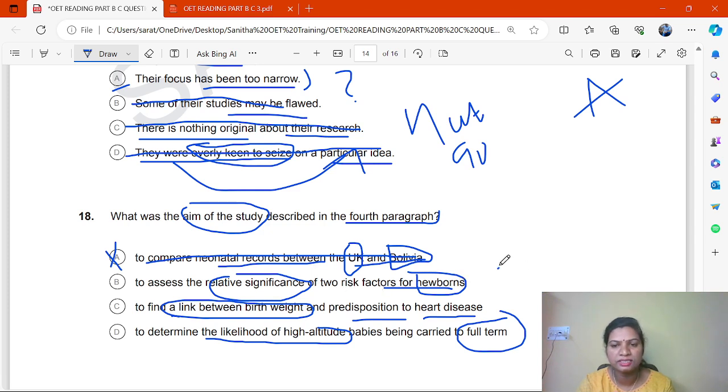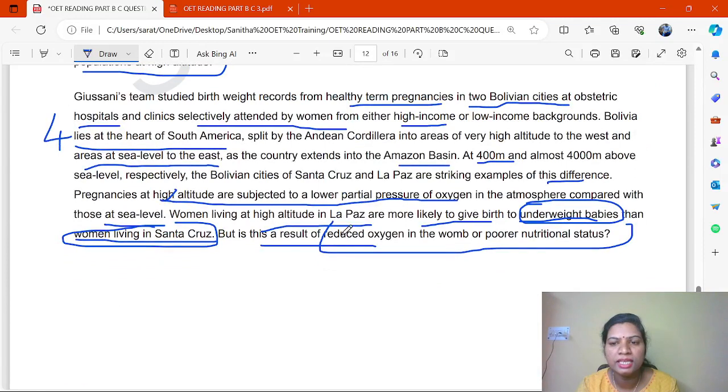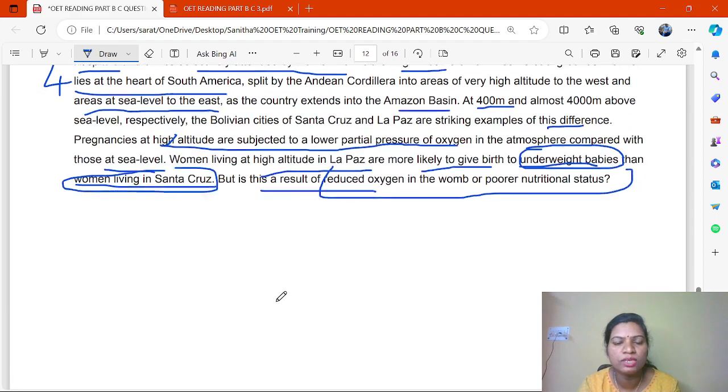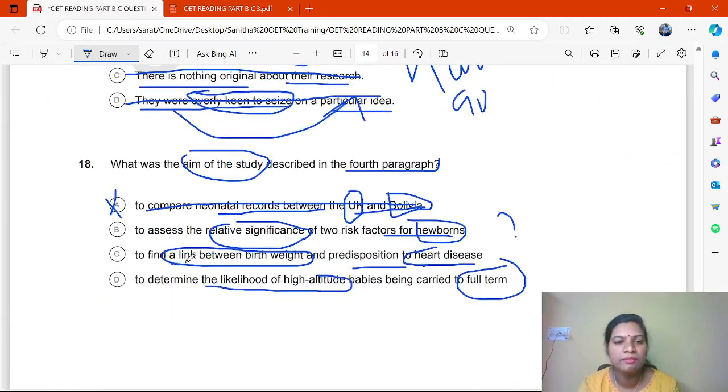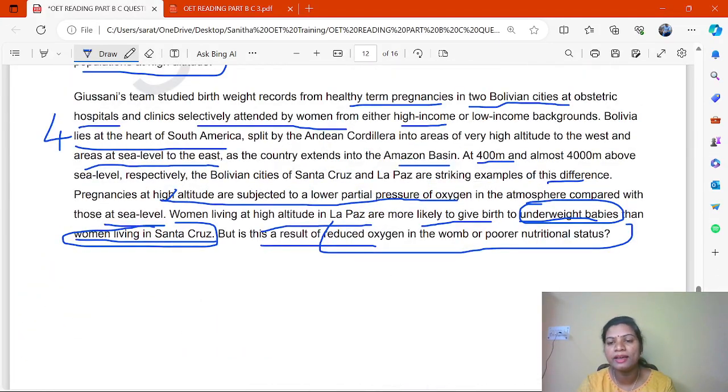Yes, it is somewhat matching with the option to find a link between birth weight and predisposition to heart disease. But here they are not discussing any link between birth weight and heart disease. They are not discussing it anywhere in this passage, so we have to eliminate this option. To determine the likelihood of high altitude babies being carried to full term: they are not saying they are being carried to full term, they are discussing underweight babies, not discussing being carried to full term in this passage.